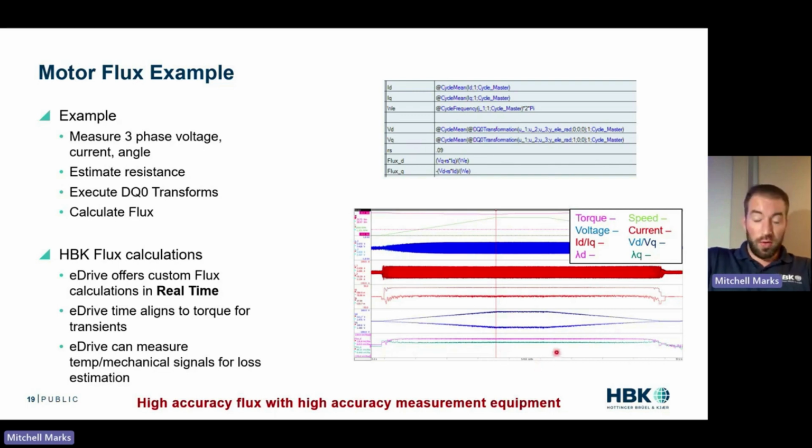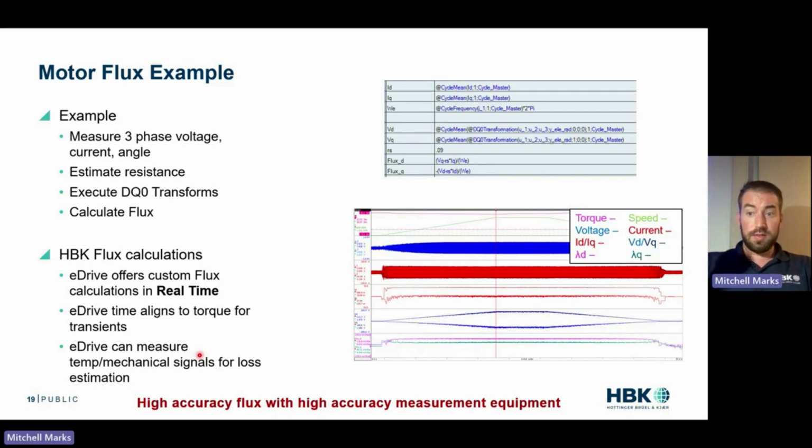So we can start to understand our control and start to make things like flux maps very easily. We don't have to take a scope, make a measurement, go to MATLAB, process, then understand. You can have your efficiency and your flux in the same place. So we offer custom calculations. You can enter your own proprietary flux calculation. It's going to be time aligned to torque because we're measuring that on the same timestamp. And if you want to use temperatures, we can also bring in your resistance and temperature for doing that loss estimation. So we give you a lot of flexibility.